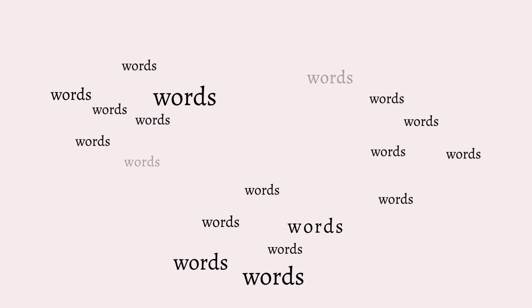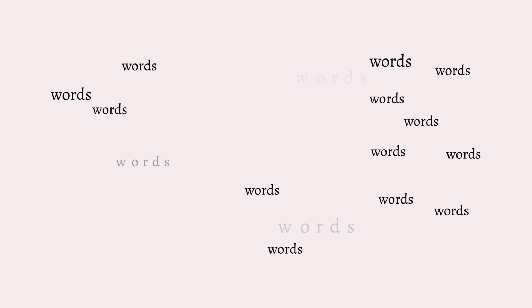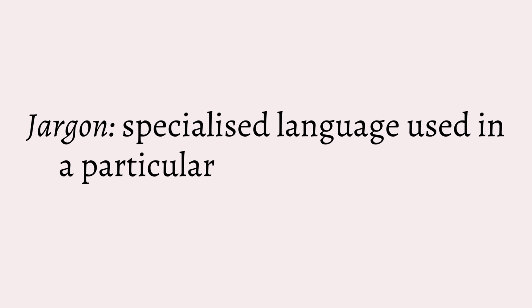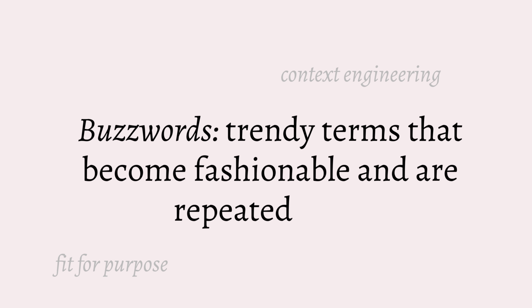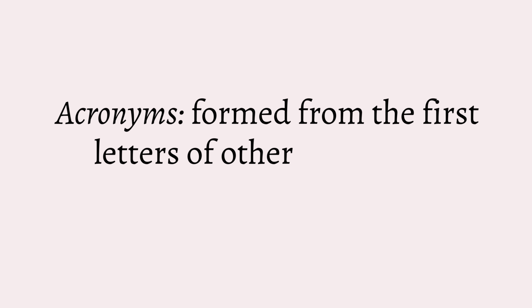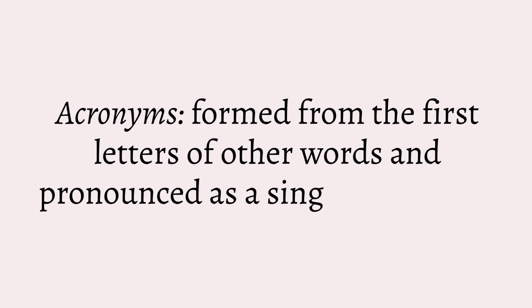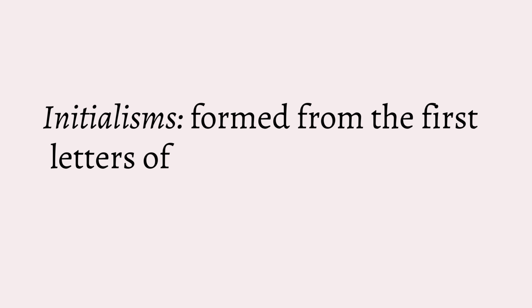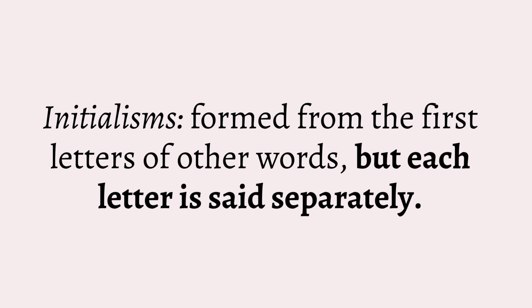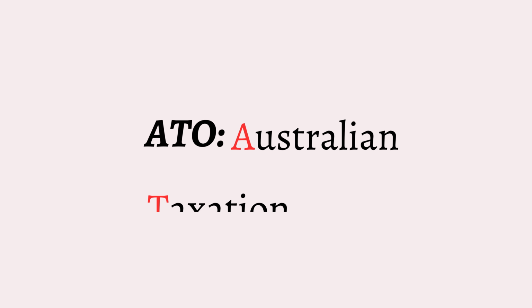Words can also be grouped in other ways. Jargon is specialized language used in a particular field or workplace. Buzzwords are trendy terms that become fashionable and are repeated a lot. Acronyms are formed from the first letters of other words and pronounced as a single new word, like SWAT or AWOL. Initialisms are similar, but each letter is said separately, as in FBI or ATO.